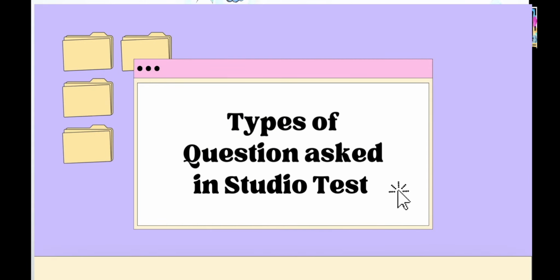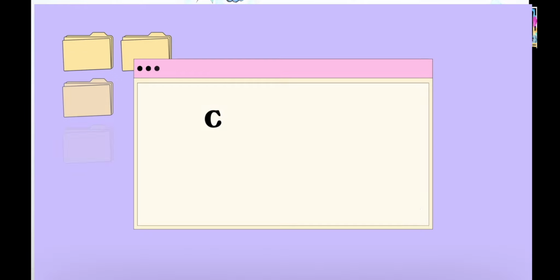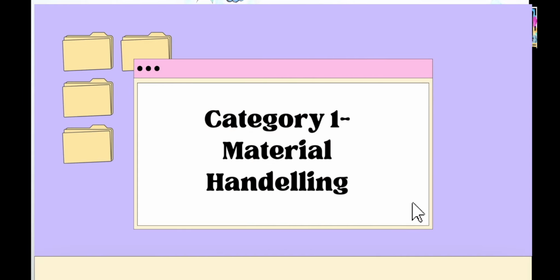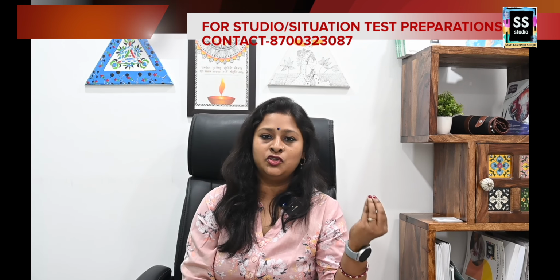Let's discuss the types of questions asked in the studio test, and firstly, material handling. Now you will be given certain materials, and that might be rubber, wire, jute thread, maybe any plastic bottle or bag or coffee mug, like thermocol coffee mugs. Last time, 2-3 years back, even soap dispensers, the carrier in which you keep soap, were given.